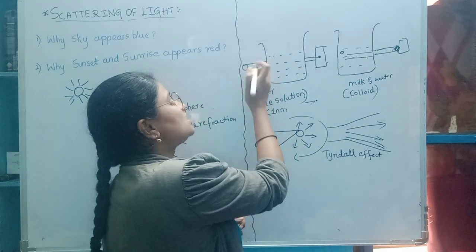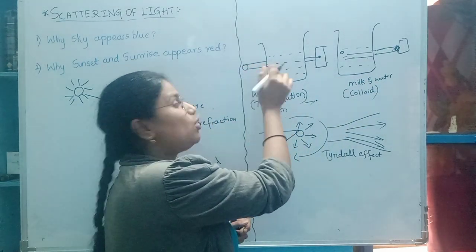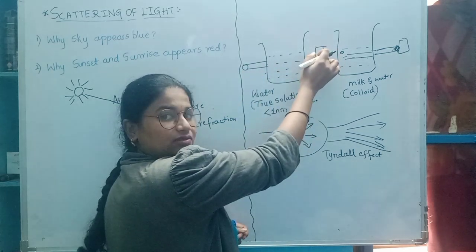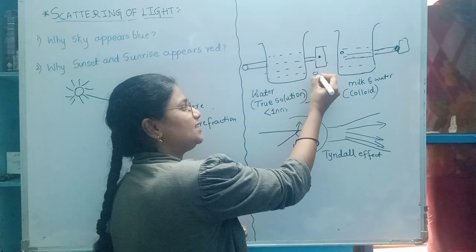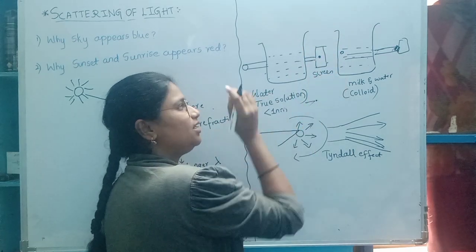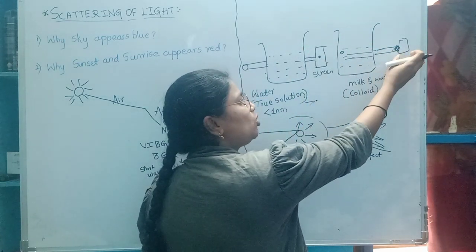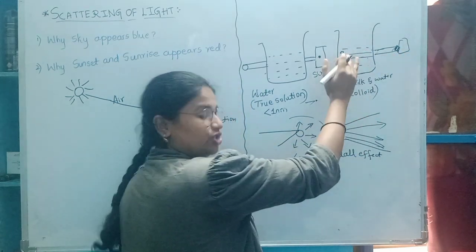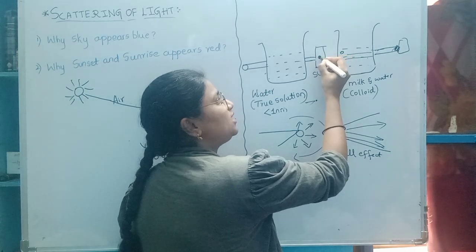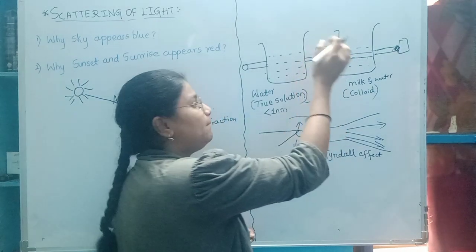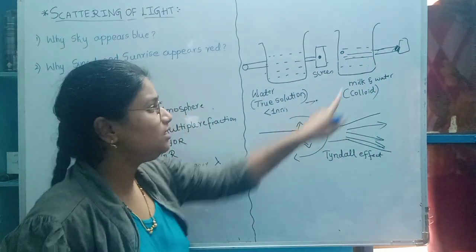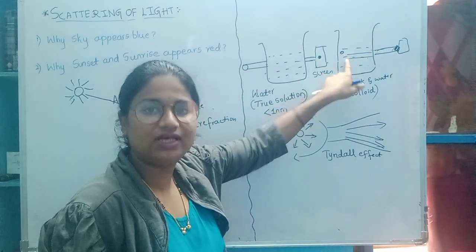When I pass a monochromatic, single beam of light through the water, I will find the light on the screen. Let us consider this is a screen. Then when I pass a monochromatic light through the milk and water solution, I also find the light beam on the screen, but here I also find the path of the light.